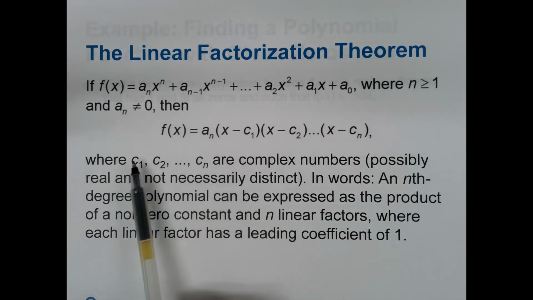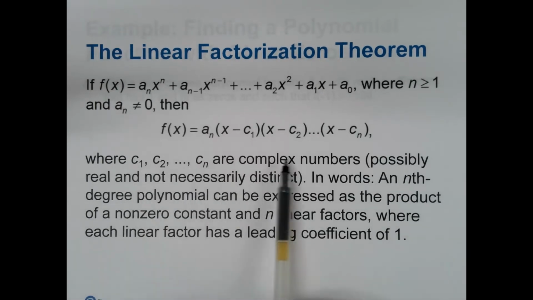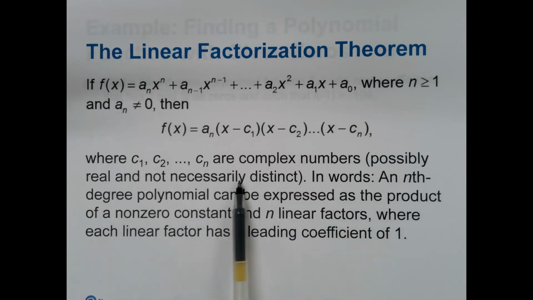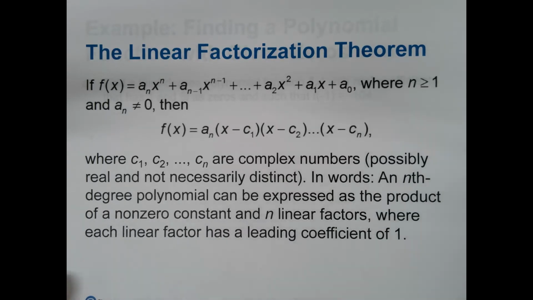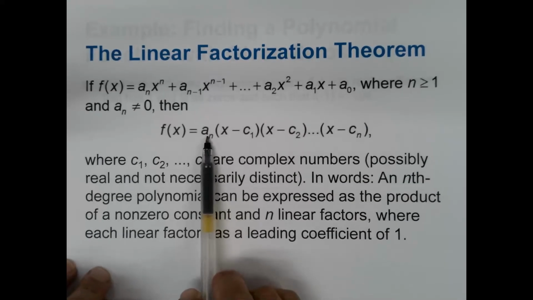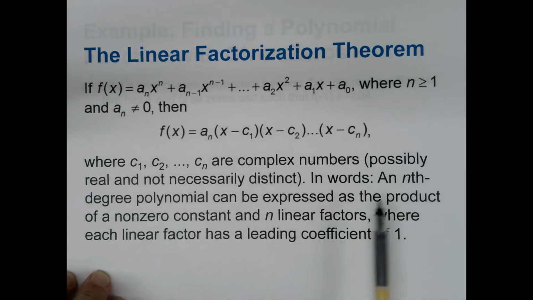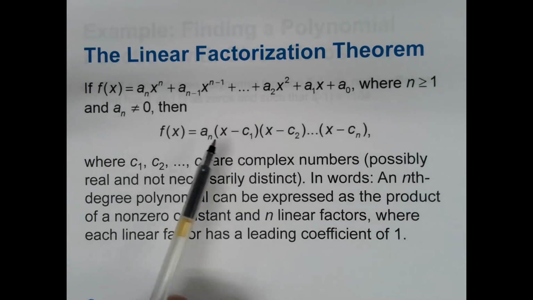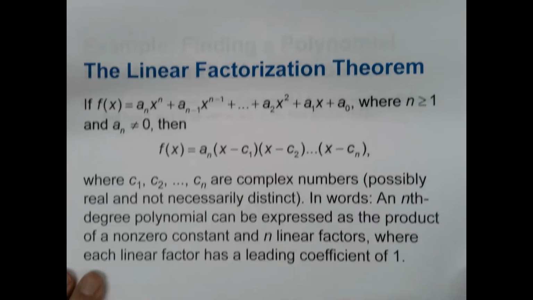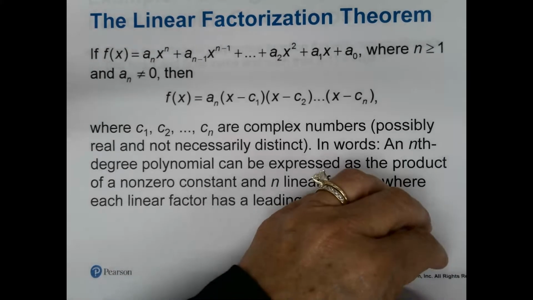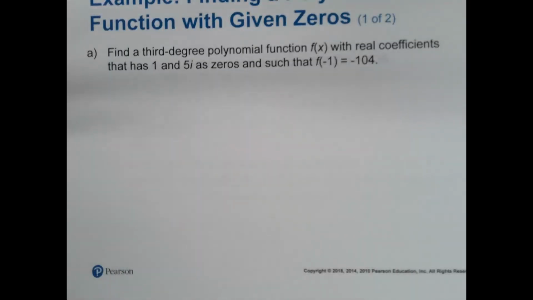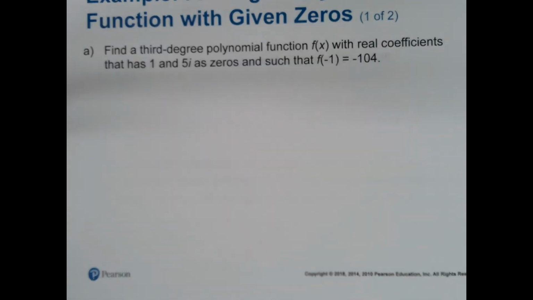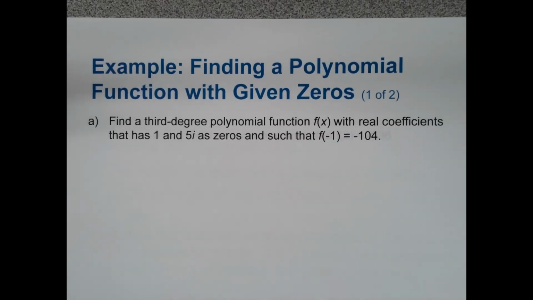Just like we were talking about, if c1, c2, and cn are complex numbers, possibly real, not necessarily distinct, then in words, an nth degree polynomial can be expressed as the product of a non-zero constant, that's your a sub n, and n linear factors. Remember, a linear factor just has an x to the first power. And so these are all linear factors. So this can help us factor higher ordered polynomials, which is super important. How would we factor cubic polynomials and such?